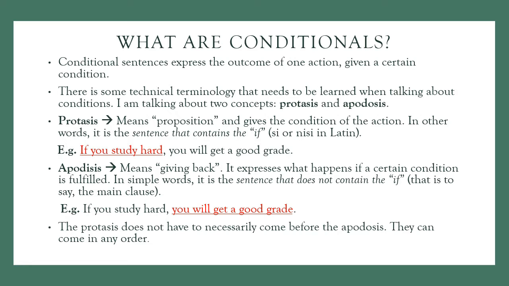So there is some technical terminology that one needs to learn when talking about conditions. I am talking about two concepts, the concept of protasis and the concept of apodosis. So let us see both of them. So what is a protasis? Protasis means proposition. It's a Greek word and gives the condition of one action. In other words, it is the sentence that contains the if conjunction, which in Latin is expressed by si or nisi. Si means if, nisi means if not or unless.